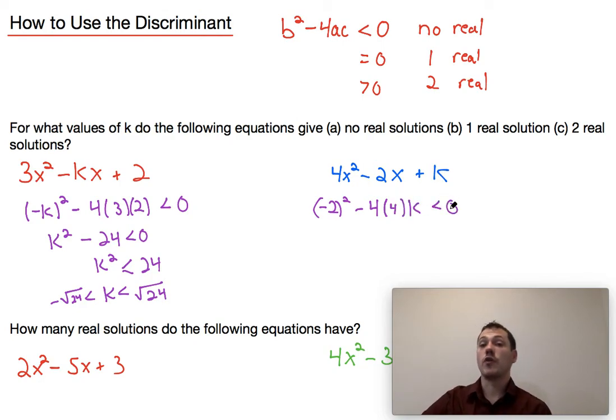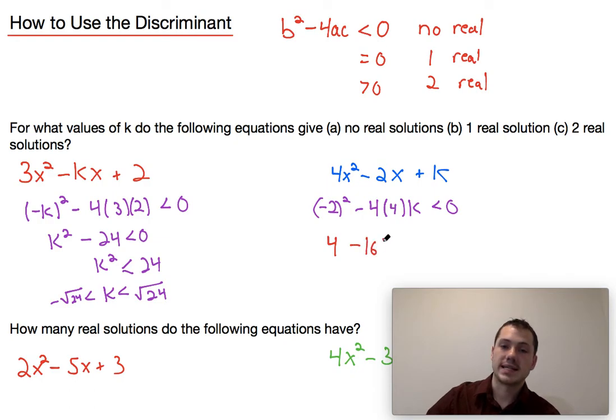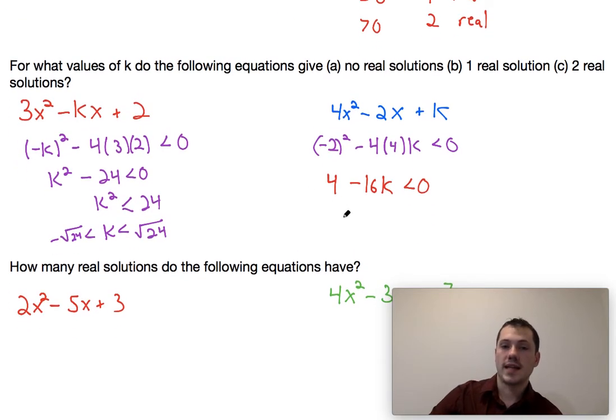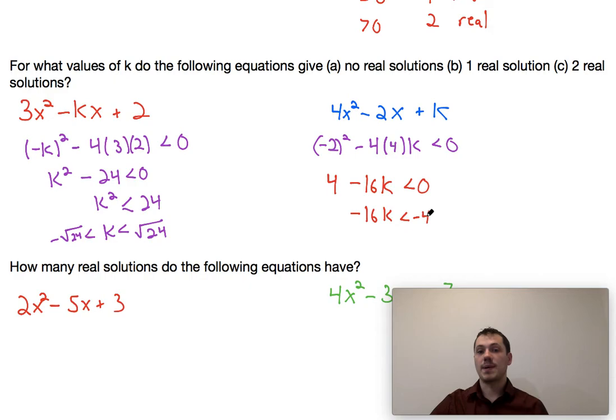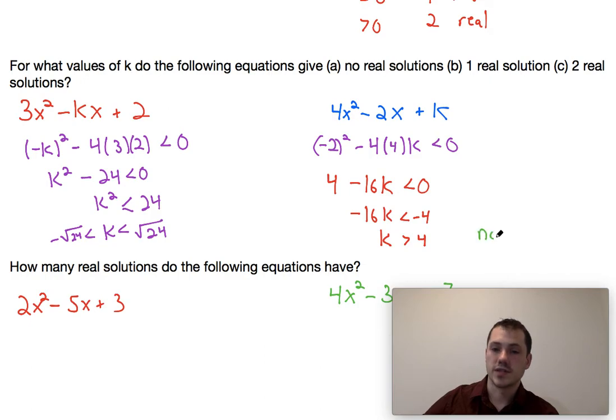So because we're looking for no real solutions, we're doing less than 0. Negative 2 squared is 4, minus 4 times 4 is minus 16k, less than 0. We then subtract the 4 over to the other side, so we have negative 16k is less than negative 4. And when we divide both sides by negative 16, you do have to switch the sign. When you're multiplying or dividing an inequality by a negative, you switch the sign as you do so. So in this, we find that k is greater than 1/4 would yield no real solutions.